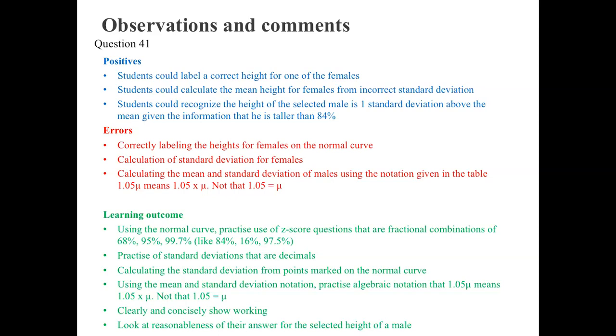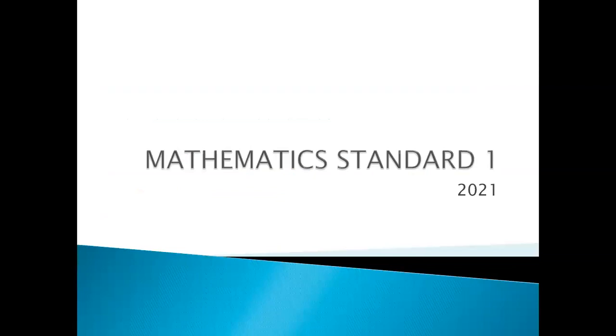The notation, as I said earlier, the same thing. Look at that notation that it represents 1.05 times mu. In this question, there was so much working that they had to do, a lot of sections. So we need to get our kids to show their work clearly, concisely, so that we can follow it. Also, once they got their solution, just look at how reasonable that solution is for the height of a male. So that was the section for standard 2.